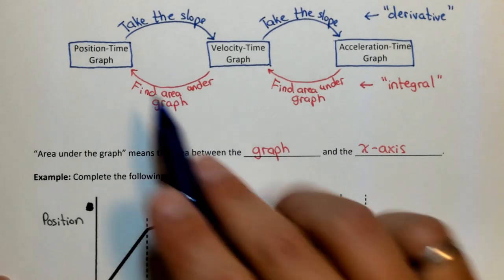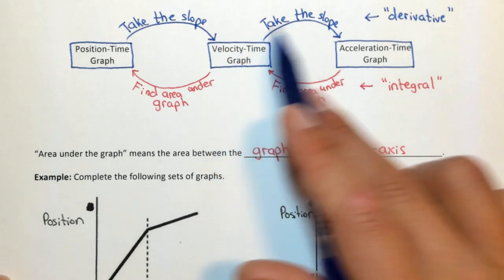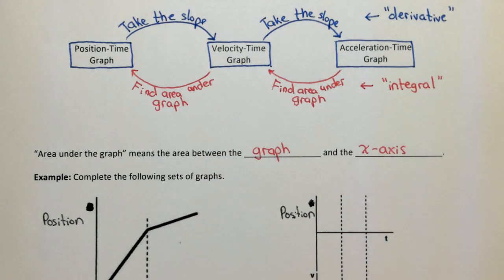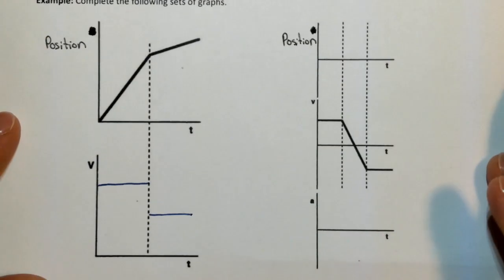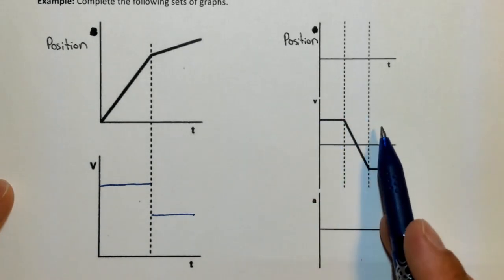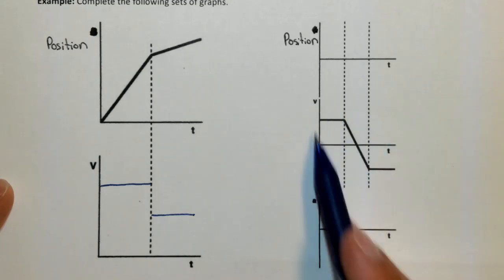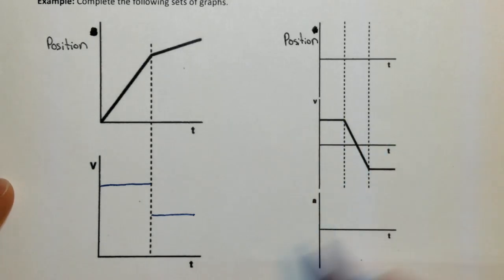Note that what I do to get from position to velocity is the same as what I would do to get from velocity to acceleration. Take the slope in both cases. So let's look at this next problem now. Here, I have a velocity graph, and I want to get to acceleration. So if I take the slope of velocity, I get acceleration.